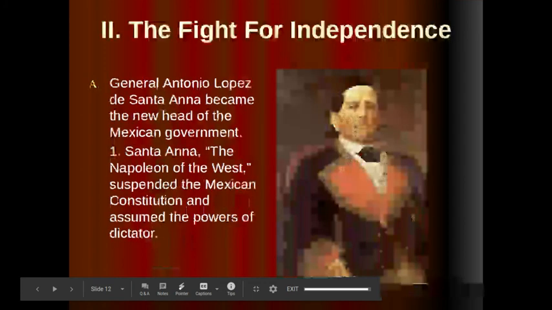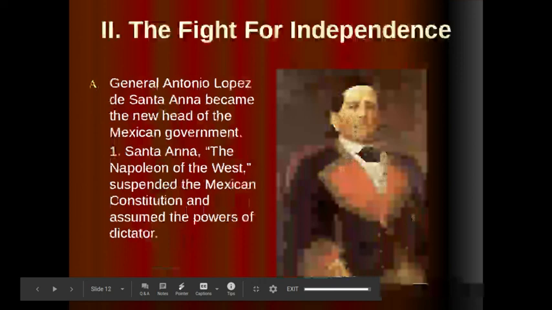So, the fight for independence. General Antonio Lopez de Santa Anna became the new head of the Mexican government. So, at this point, the Mexican government was looking more like a dictatorship than a democracy, which was, again, something that was incredibly different to people that previously resided under the United States of American government.